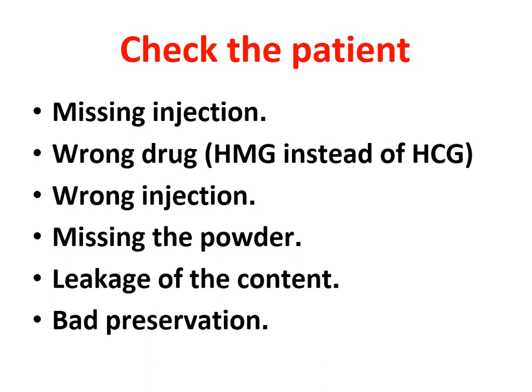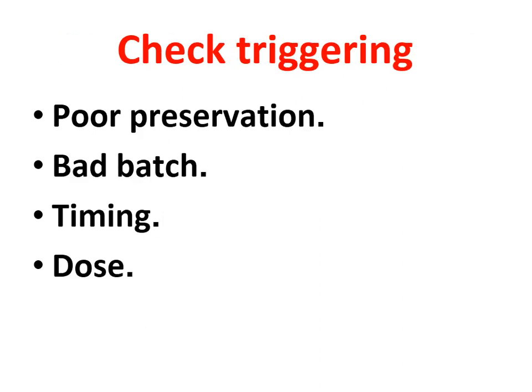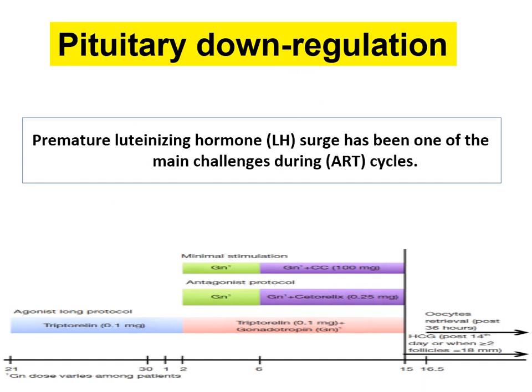Now we would like to check the patient. You have to ask her about missing injection, wrong drugs. She may receive a wrong drug, HMG instead of HCG, and so on. Wrong injection, missing powder, leakage of the contents, bad derivation of the drugs. Induction protocol, agonist versus antagonist for downregulation, HMG versus FSH, batch check, HMG versus FSH dose, check the triggering, poor preservation, bad batch, and dosage. Of course, we have to go into some details in these steps because they are very crucial for correction of what happened in the previous trials.